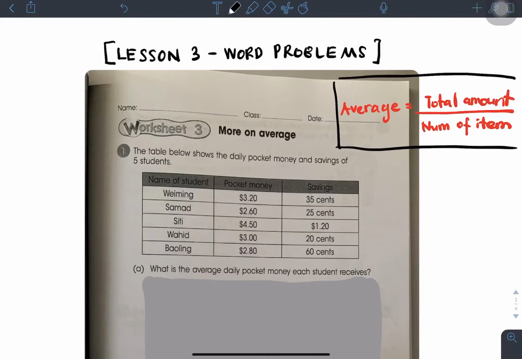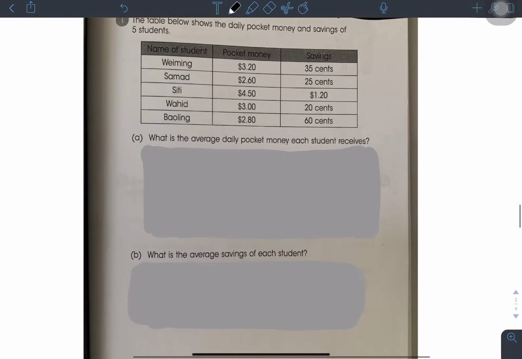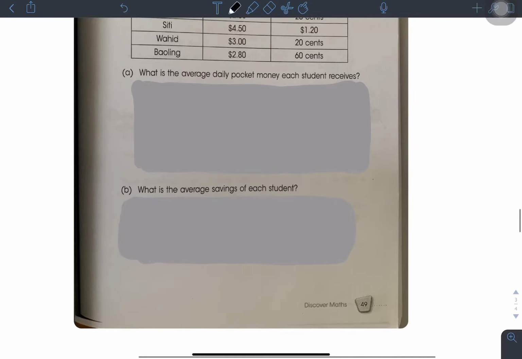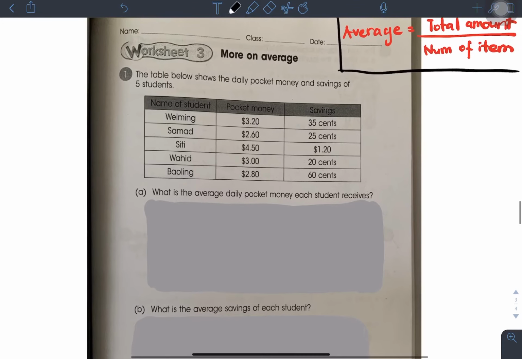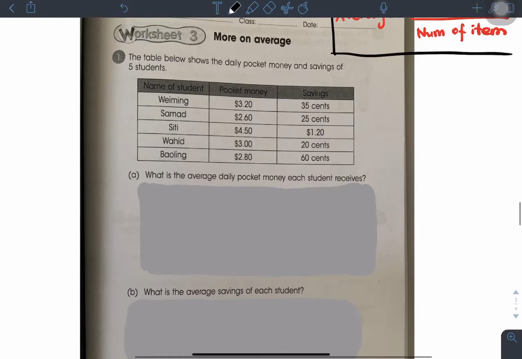Alright, this question I take from our workbook 5B, page 49. You can refer to it if you want. I'm going to discuss this question so that once you understand this one, you can do the rest by yourself. Let's read the question first. The table below shows the daily pocket money and savings of 5 students. So we already know there are 5 of them. This is the pocket money and this is the saving for each of them.